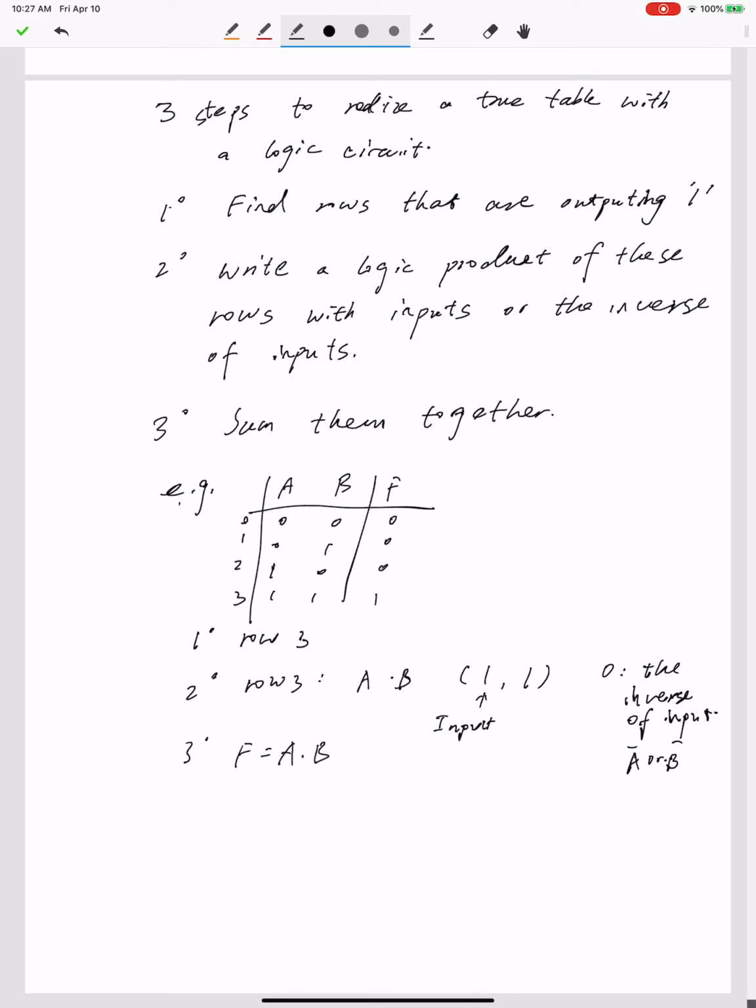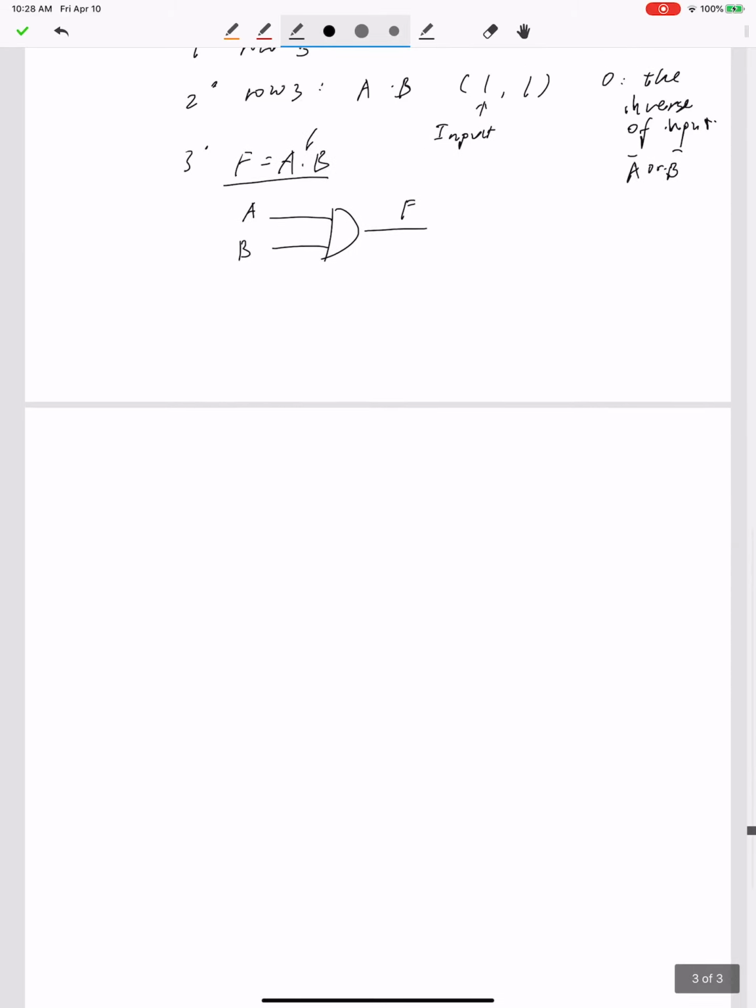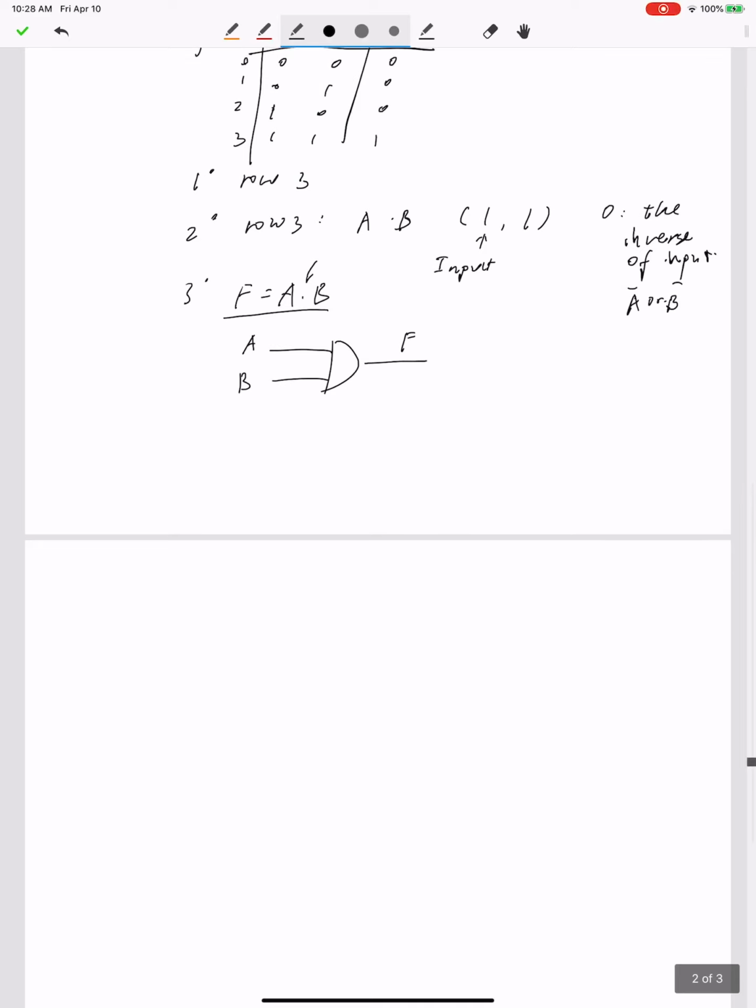After we have the logic expression, the logical circuit is easy to draw, right? We just need to draw A and B and an AND gate, because here the operation is logic AND. Alright, so that's just a very simple example. Here let's see a more complex one.